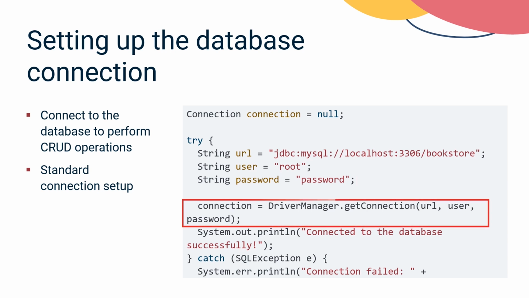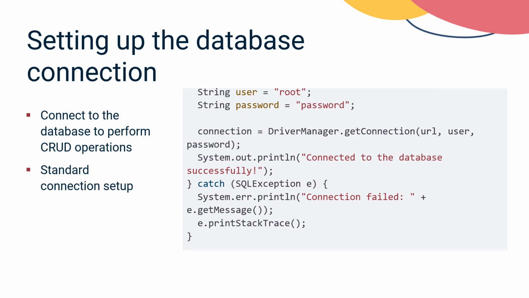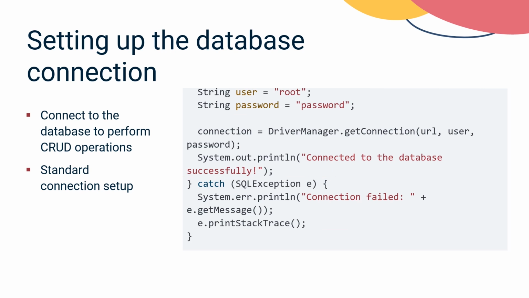Then, the getConnection method of the driver manager class is used to create the connection and store it in a variable called connection for future use. Any exception that occurs during the connection process is passed into the catch block where the caller can log it out and print the stack trace.